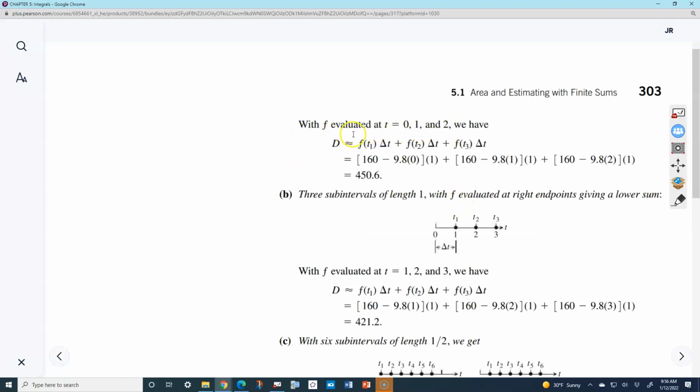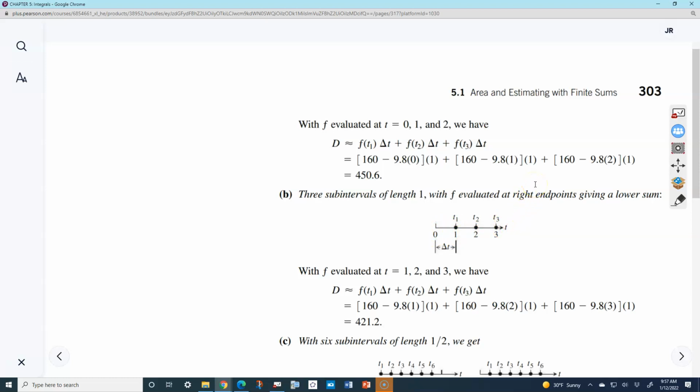So if you did a left-hand approximation, then you would start at 0. And then the next one, if we did 3, the next one would be 1. And the next one would be 2. And that would give us our 3 subintervals. If we did a right-hand approximation, then instead of doing 0, 1, and 2, we would do 1, 2, and 3.